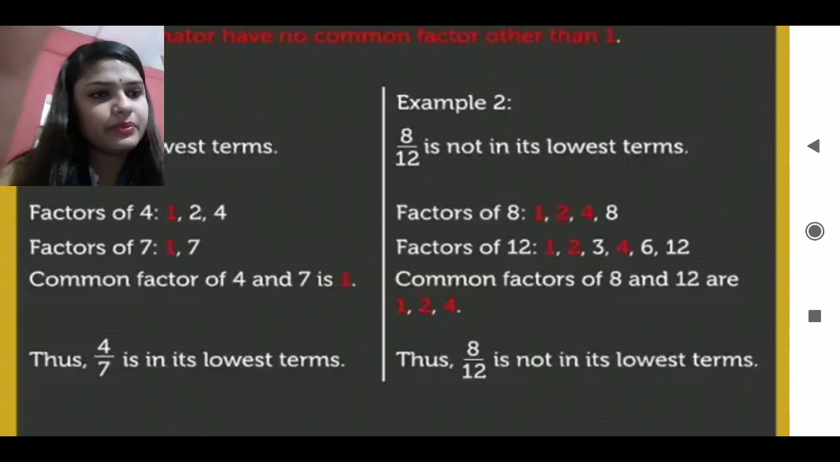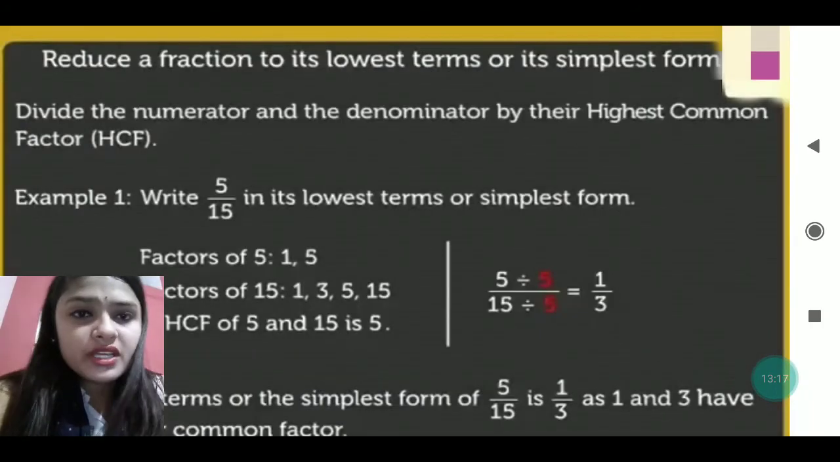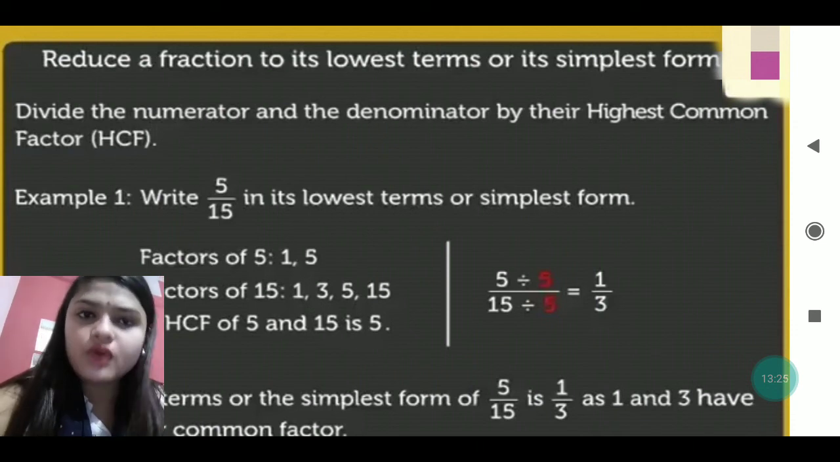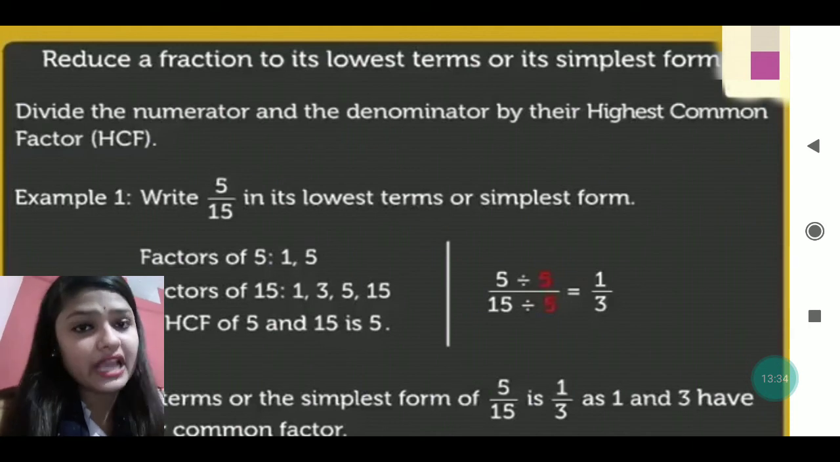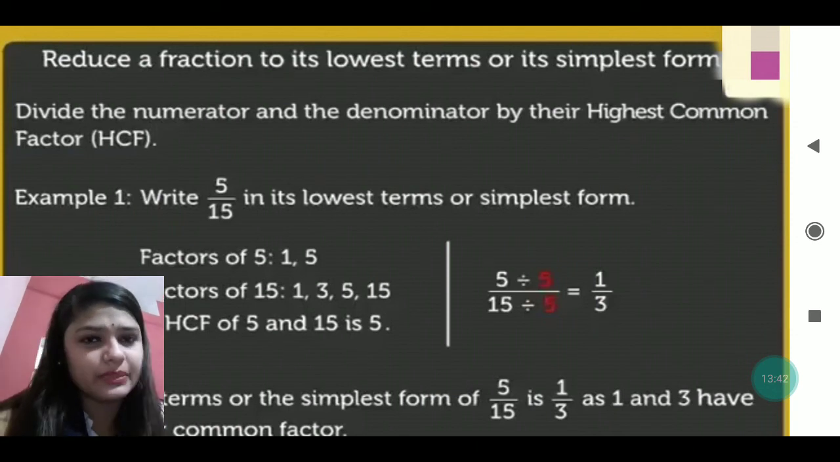Some more examples. So my dear students, you all can see I am with one more example here. Reduce a fraction to its lowest term or its simplest form. What you have to do in this is divide the numerator and denominator by their highest common factor, which means you have to find the HCF of the numbers. So how will we do this? Write 5 by 15 in its lowest term or simplest form.